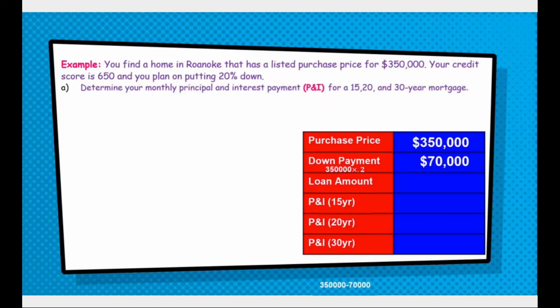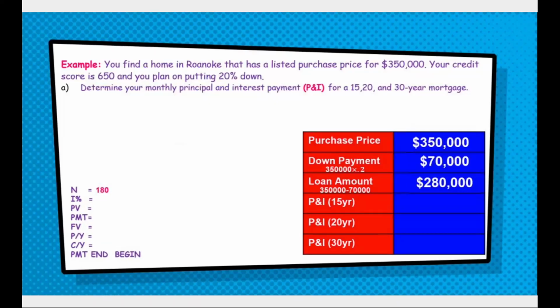And then now I don't need to take a loan for 350,000. I would take a loan for 350,000 minus my down payment. So I'm only financing 280,000. This is what I'm paying interest on, 280,000, not 350. So this is my PV that I'm going to be using, that I'm taking a loan out on.